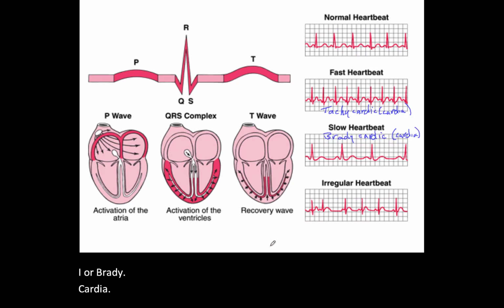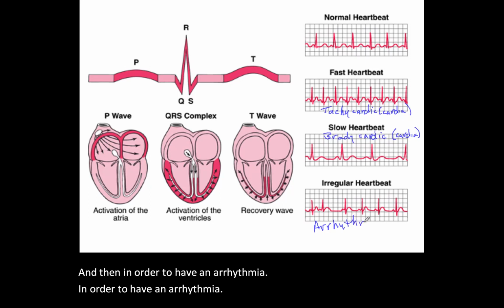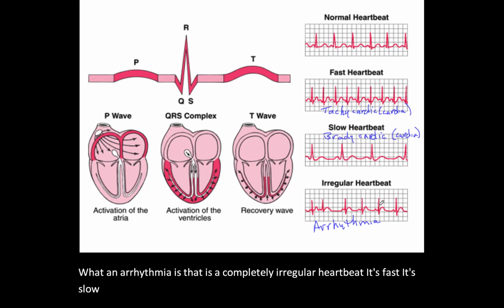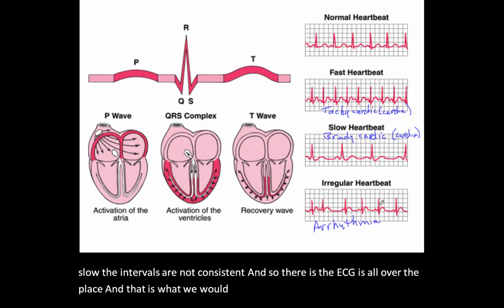And then, what an arrhythmia is, that is a completely irregular heartbeat. It's fast, it's slow, the intervals are not consistent, and so the EKG is all over the place. And that is what we would define as an arrhythmia.